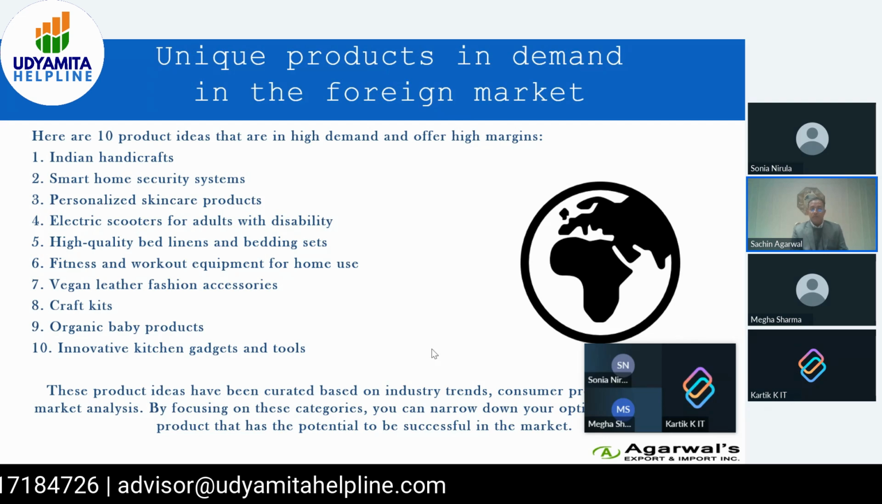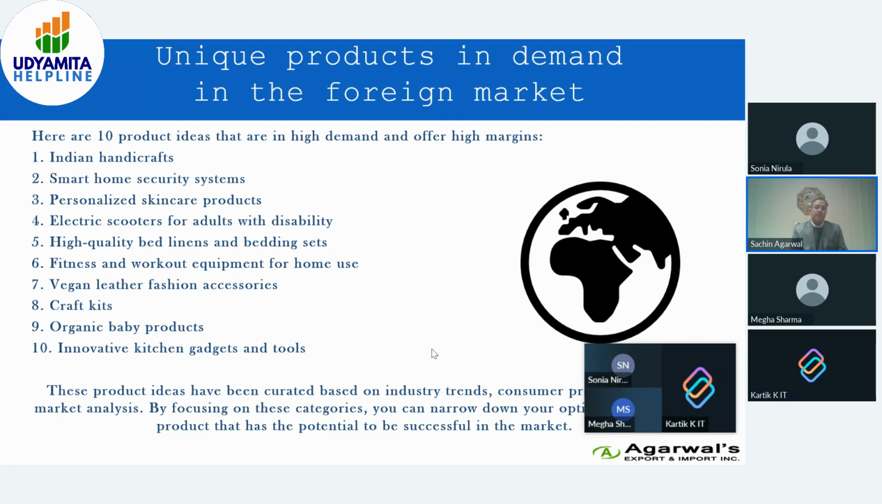Now, the smart home security systems. Some of the indigenous companies are developing high-tech security products in India, which are not easily available across the markets. Now, the personalized skincare products. We have talked about the eco-friendly products, the Ayurveda products, organic products. They are in big demand, and not every country across the planet is producing skincare products. Now, electric scooters for adults with disability are being made in India, easily available.